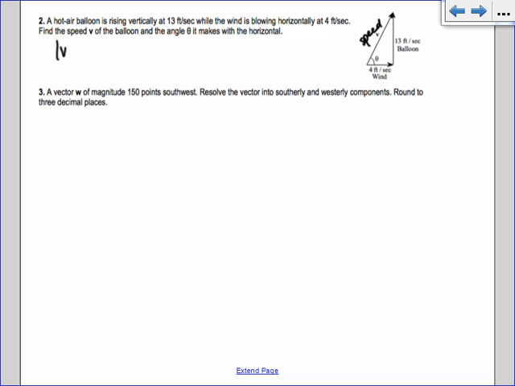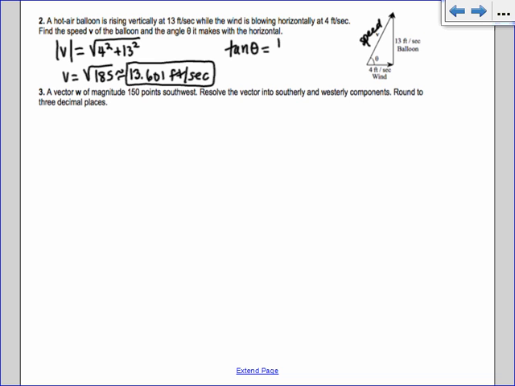So if I want to find the speed, what I'm finding is the magnitude, right? I'm doing 4 squared plus 13 squared under square root. So when I do that, I get 16 plus 169. So I get the square root of 185. So if I want a decimal approximation, I'm going to have 13.601 feet per second. If you're telling someone how fast you're going, you don't usually say the square root of 185 feet per second, you usually do a decimal. Okay, and then the angle theta, we do tangent of theta equals the y value over the x value.